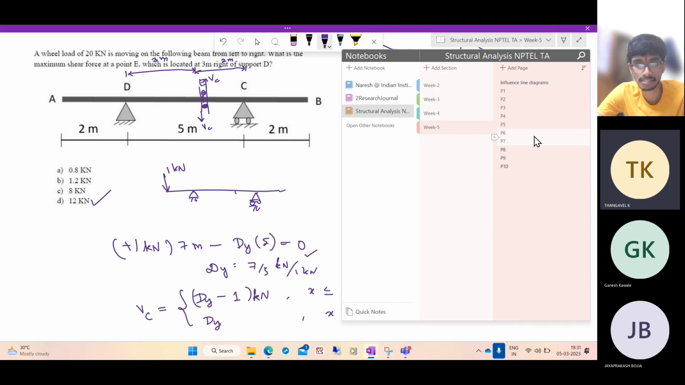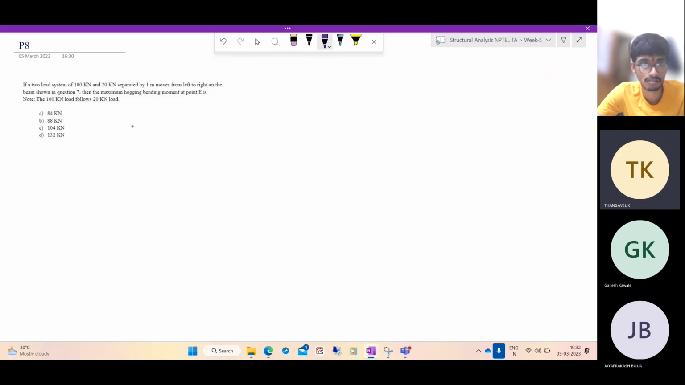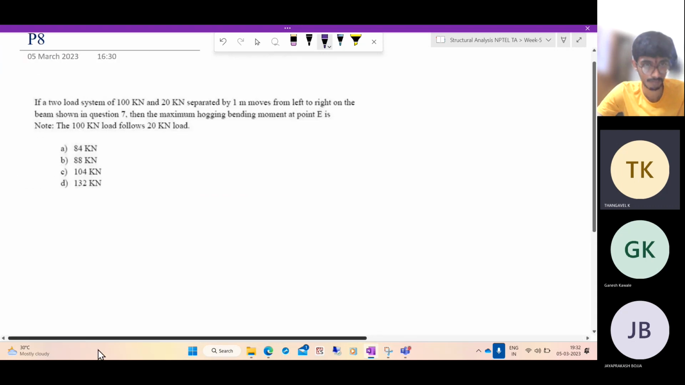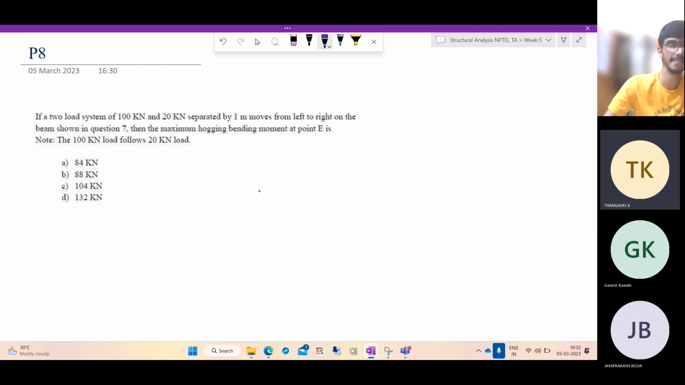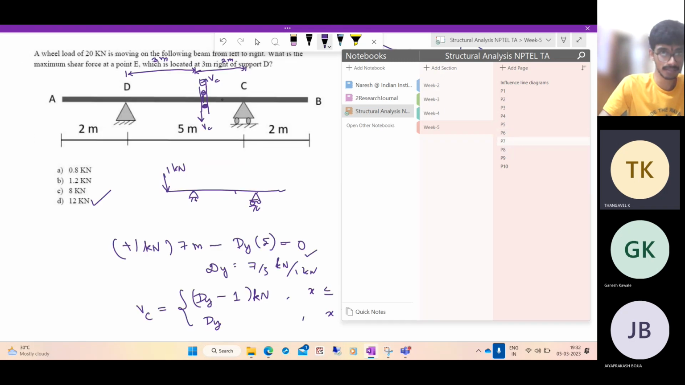Now let's go to the next question. Now we are dealing with multiple loads, okay? So if a two load system of 100 kilonewton and 20 kilonewton separated by 1 meter moves from left to right on the beam shown in question 7. So let us see this. Question 7 is this.